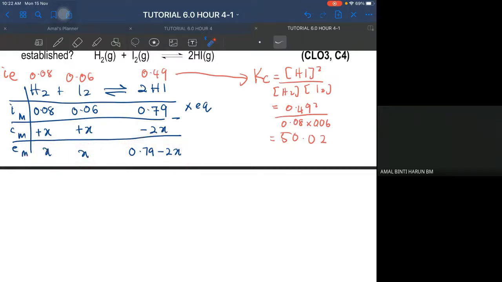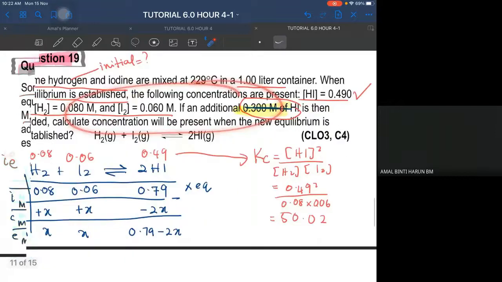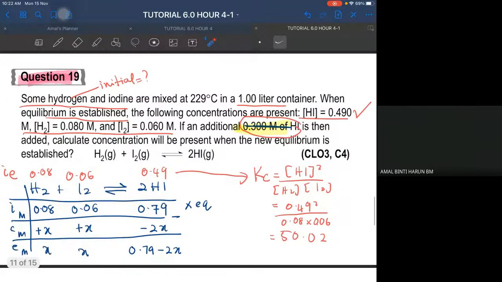Okay, selalunya kita boleh terus mencari value x apabila maklumat diberi daripada soalan. Sekarang dia bagi secara tersembunyi. Kita kena cari KC dahulu apabila concentration initial at equilibrium diberi.